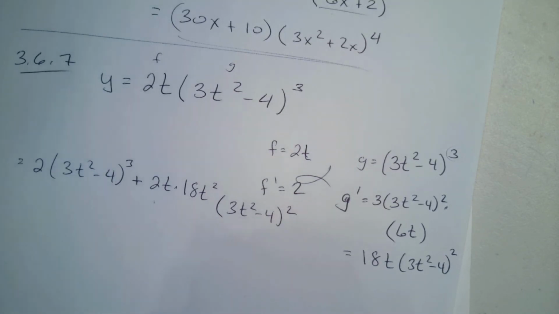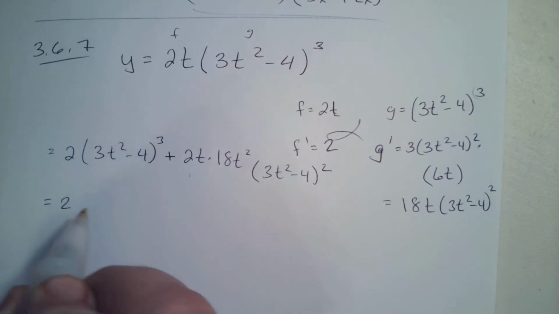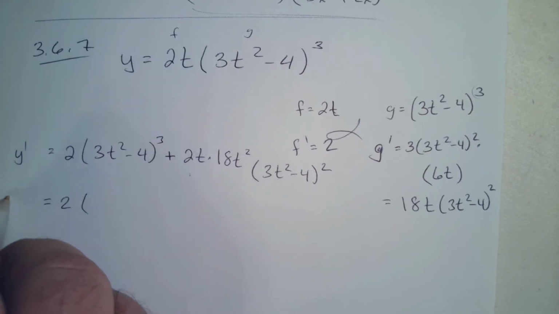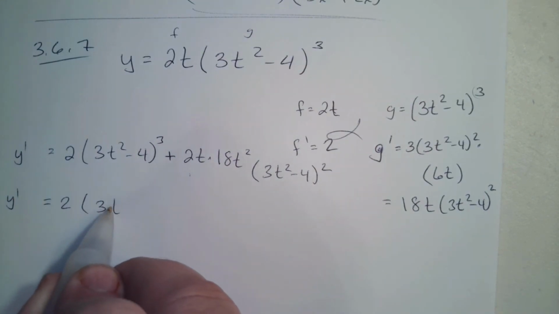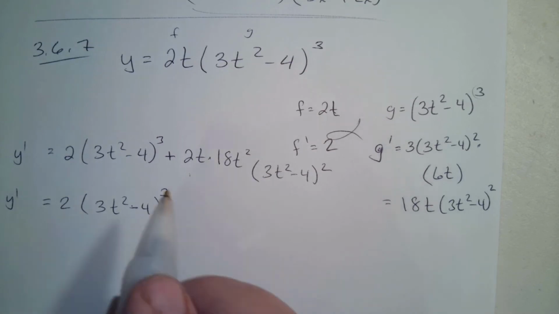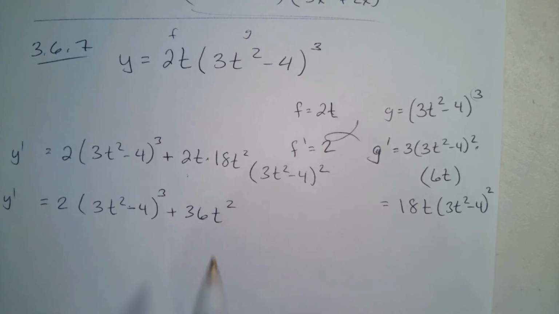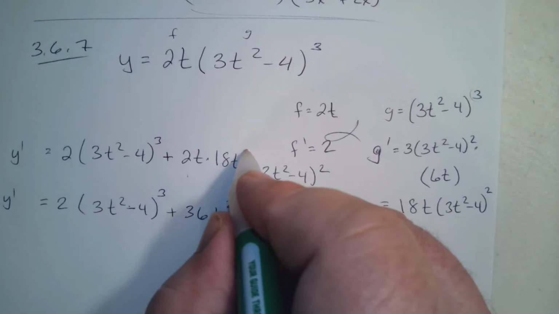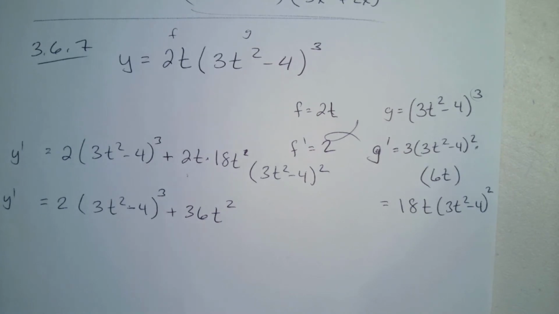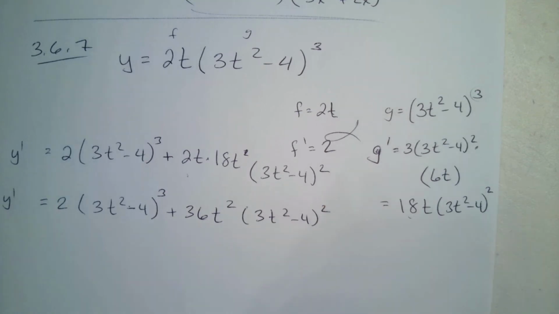Now combine like terms. This is y prime, of course. (3t squared minus 4) cubed plus 36t squared. Oh, there it is. Yeah, 2t times 18t is 36t squared, times (3t squared minus 4) squared.